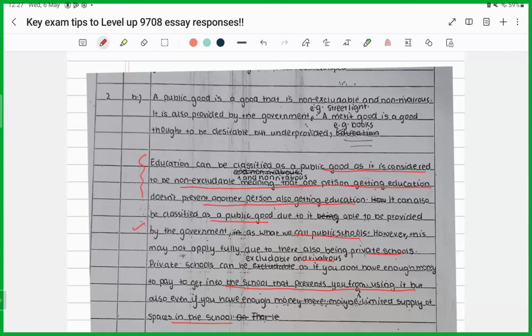But then it doesn't fully meet the criteria of being a public good, because a public good is a good which has two key character traits. And what are those? Non-excludability and non-rivalry. That means you can't exclude people from consuming it, right? And one person's consumption does not reduce the availability for the other person, right?